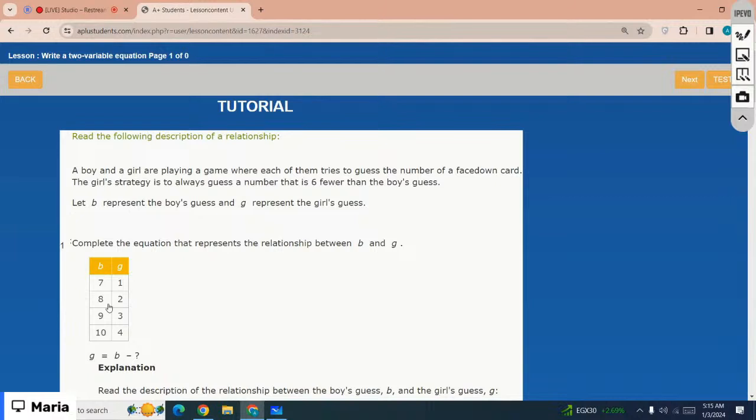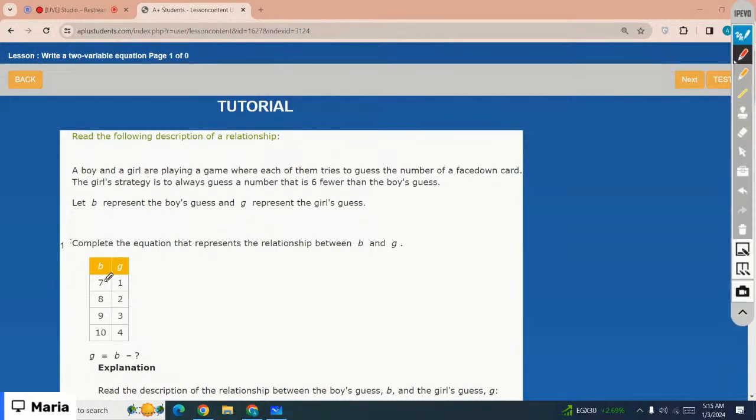Okay, just find the relationship between B and G, right? How do you find it? Here you have been given the values 7, 8, 9, 10, right? And the value of G is 1, 2, 3, 4. 7 minus what number equals 1?